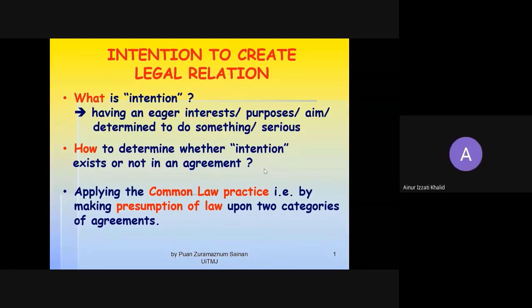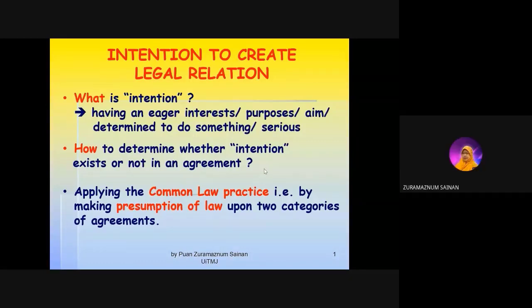Let's say A offer to sell his car to B, then B pun dah excited to have the car, right? And then B wants to continue to proceed, dia pun dah start make the payment. Tiba-tiba si A kata, sorry, I don't have any intention. Tak ada niat pun, main-main je. Dia kata tak ada niat, main-main je. So now, macam mana? That's why you need to determine.